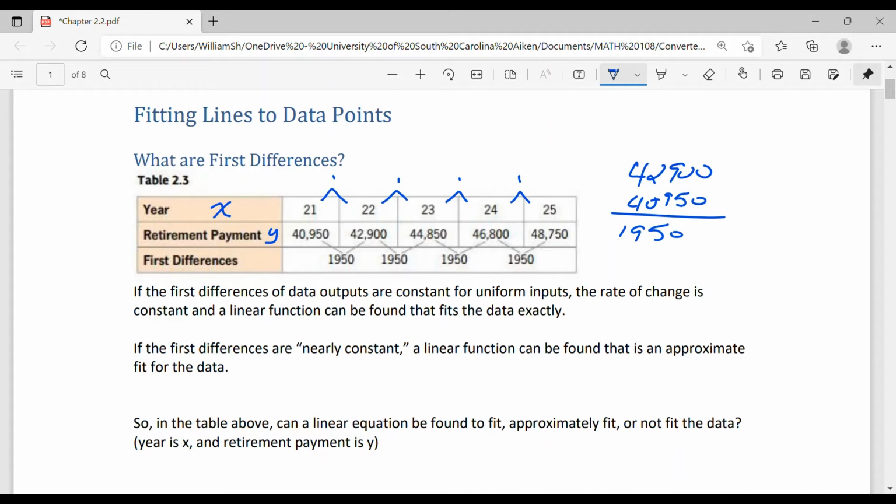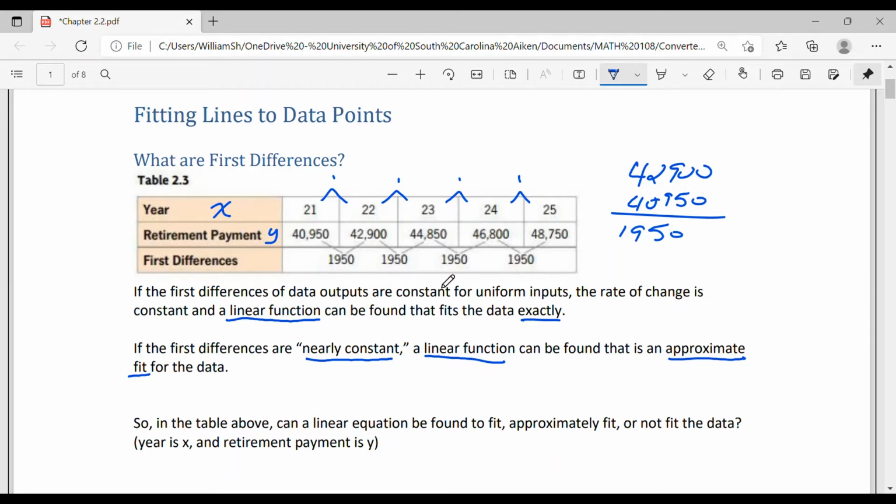Now, if the first differences of the data outputs are constant for uniform inputs, the rate of change is constant, and a linear function, which is important, can be found that fits the data exactly. If the first differences are nearly constant, a linear function can be found that is an approximate fit for the data. Ideally we want it to fit exactly, but not all the time can we have that happen. As long as we get close, we can find a linear function that approximates the data, and it is probably a pretty good fit for it.